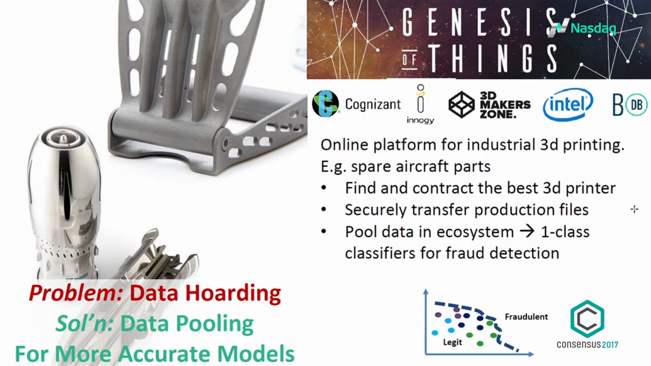But imagine if there was a pool of all of this data together that all of the different designers and manufacturers work together on. And that way, you could actually identify fraudulent copies, et cetera. So this is actually what we're working on with Cognizant Energy, 3D Maker Zone, Intel. And it's basically leading to more accurate models for fraud prevention in supply chain.